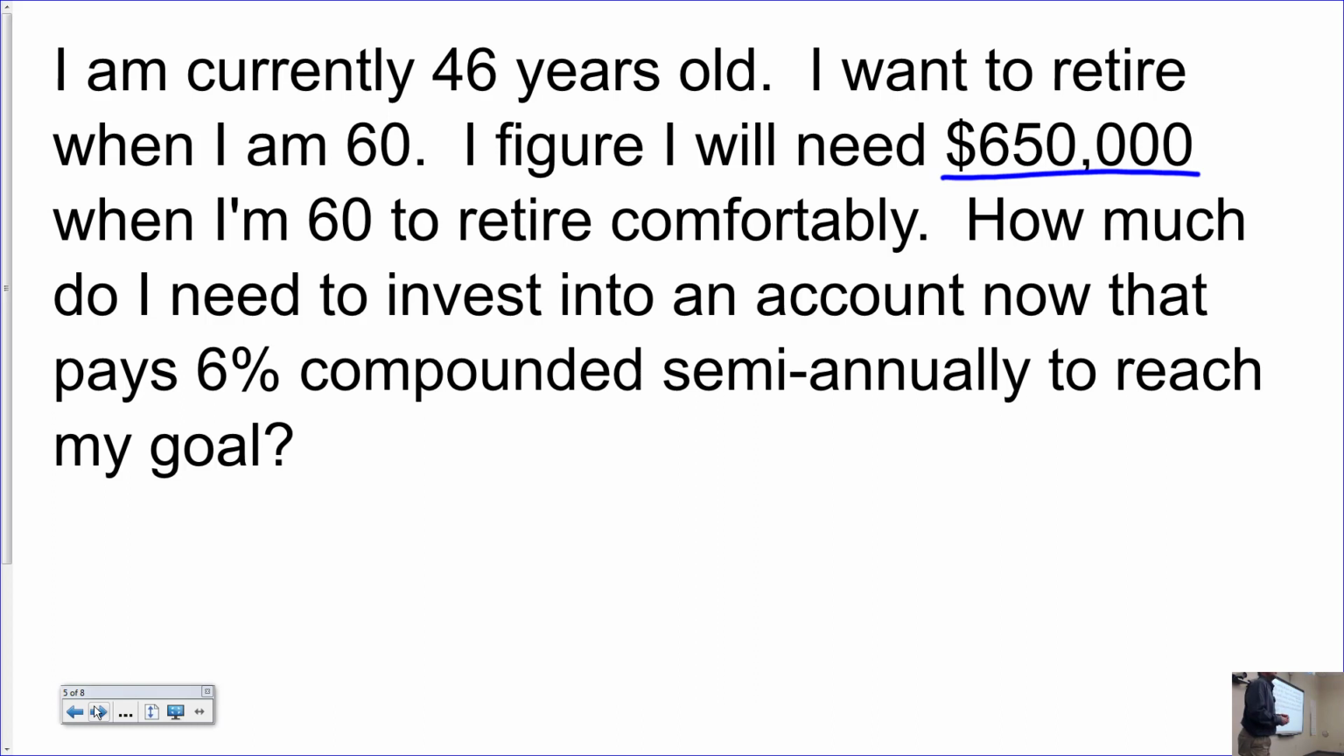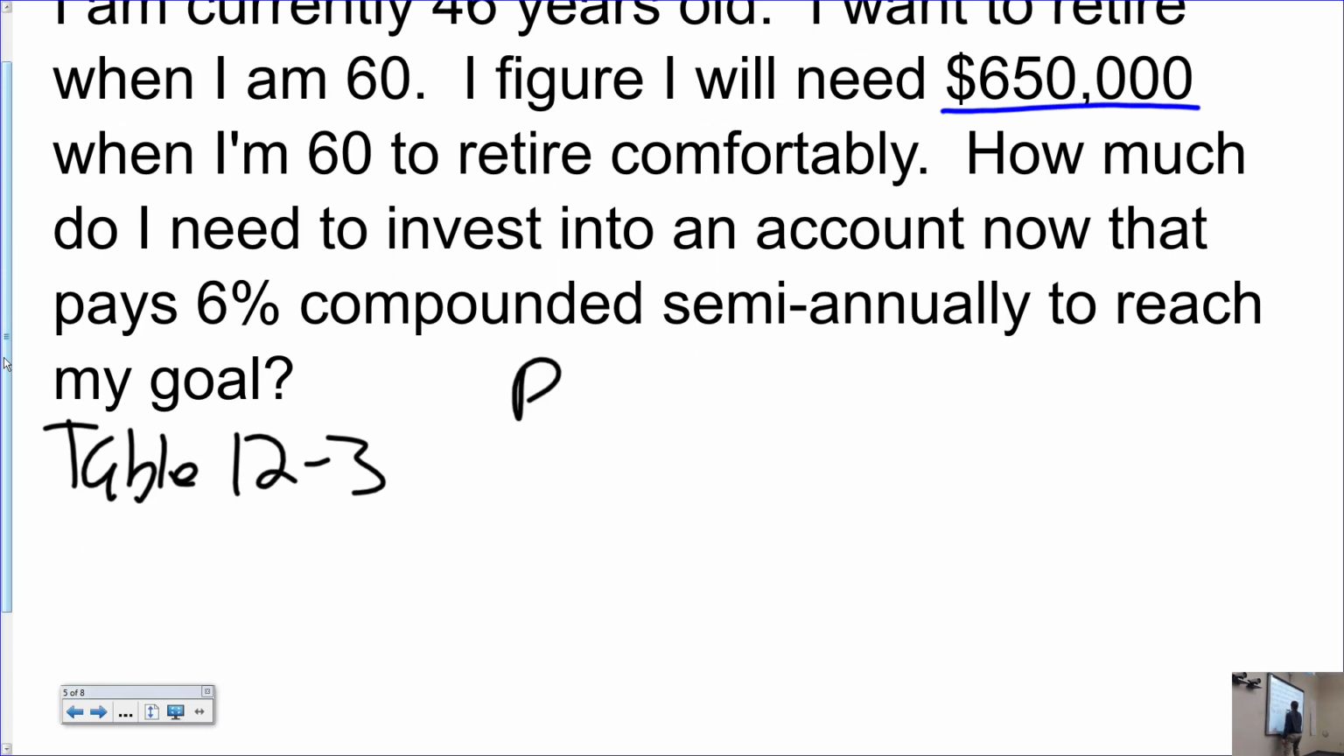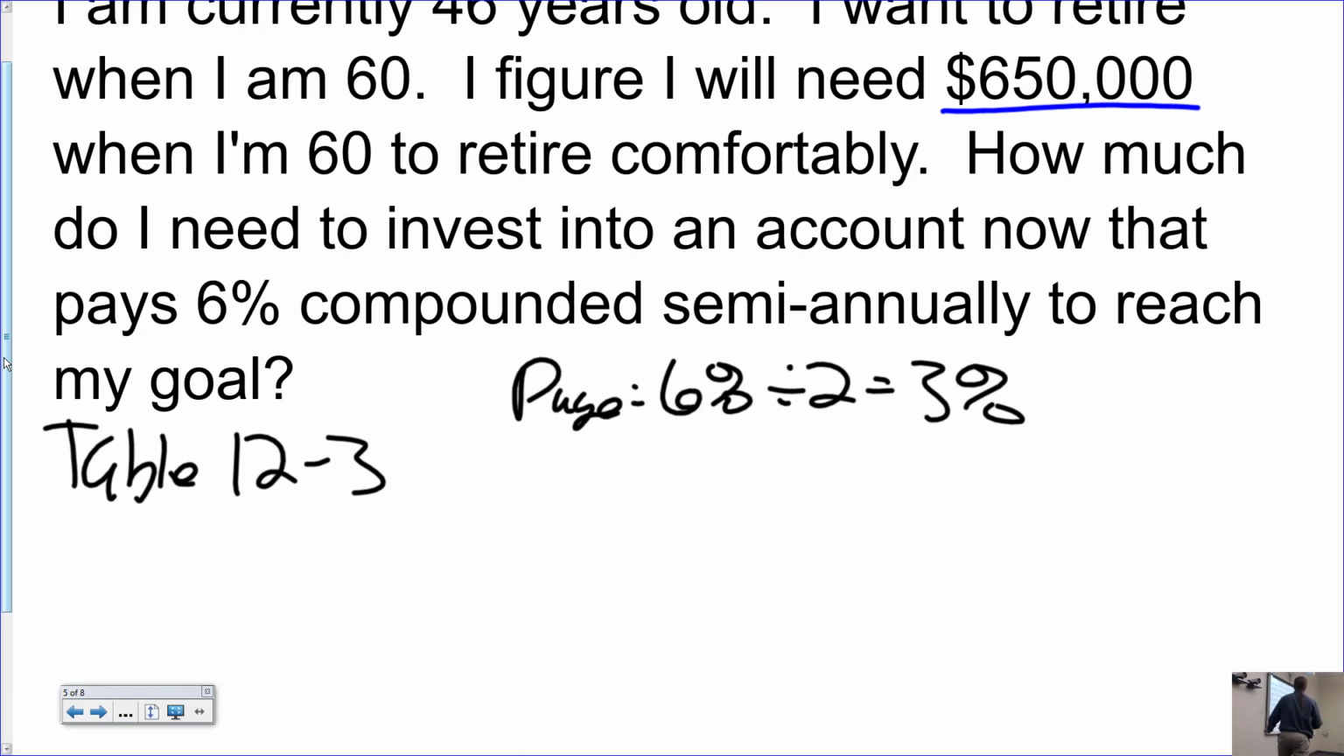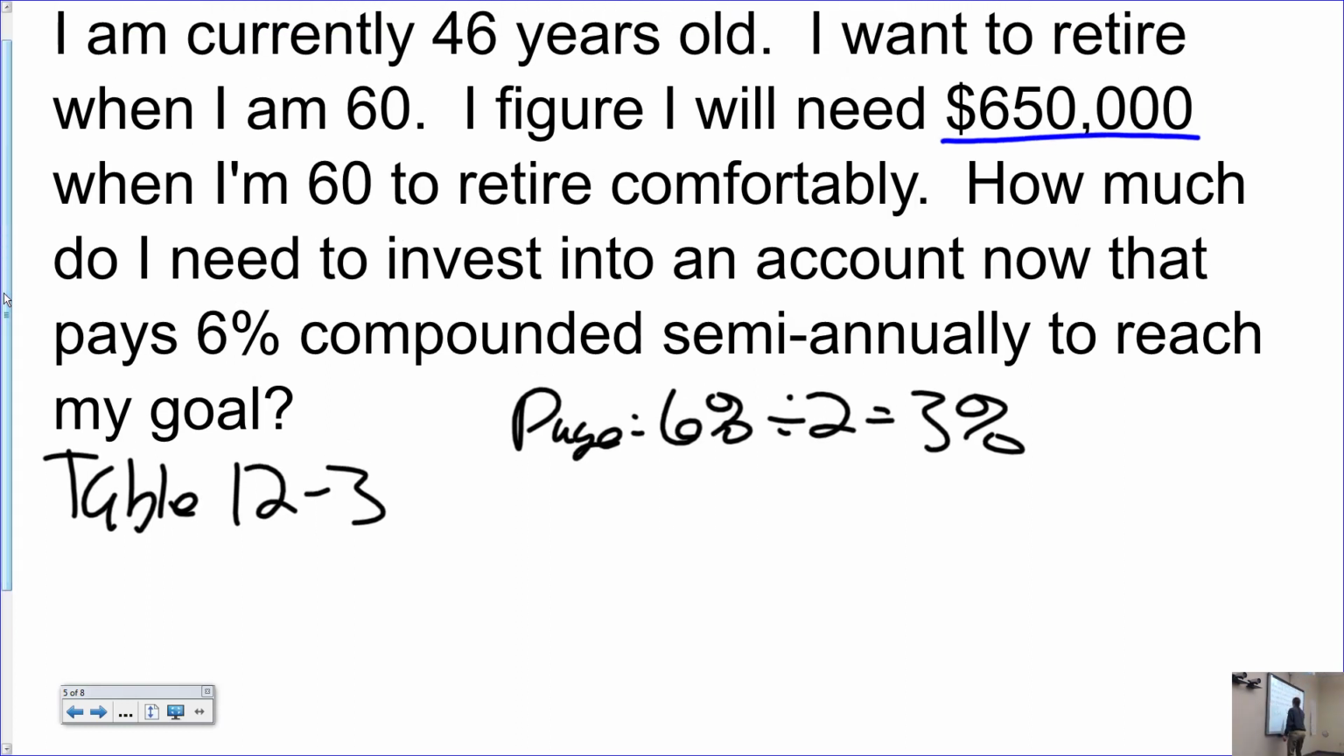All right, so how are we going to do this problem, folks? You'd be going backwards. Yeah, we're going backwards. Starts off on 12-3. What page am I going to go to? 6% divided by 2, whatever page number 3% is on. What row am I going to? How many periods are there?